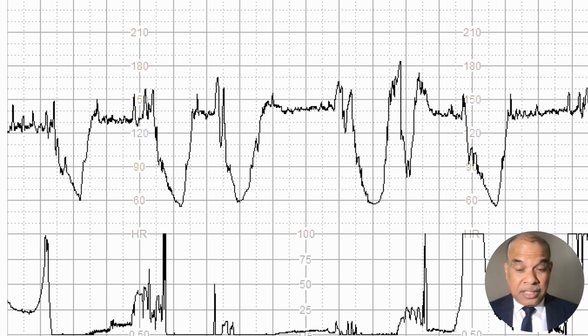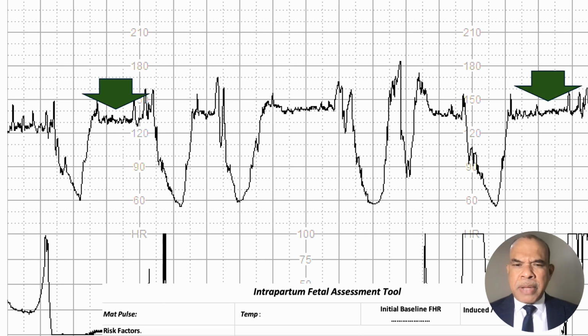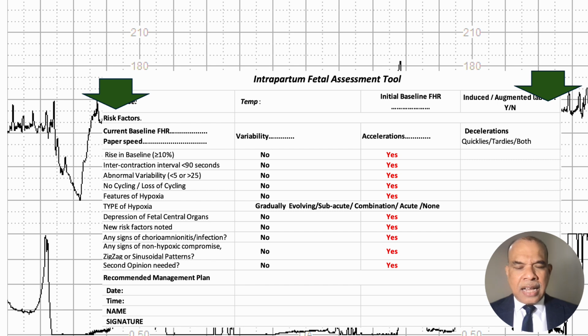And this fetus is telling you these are quickly recovering decelerations. And therefore, you have got a cord problem, which is often correctable. So you can see stable baseline, reassuring variability. So this tool we'll be discussing in part 2.